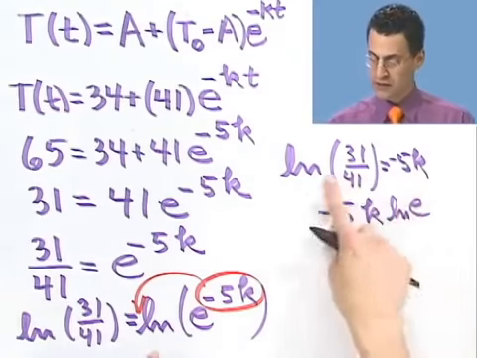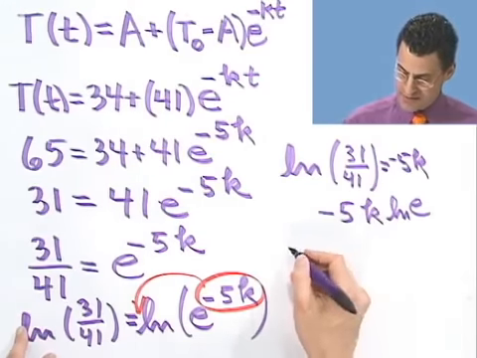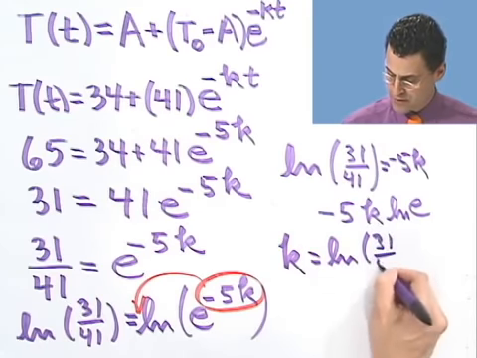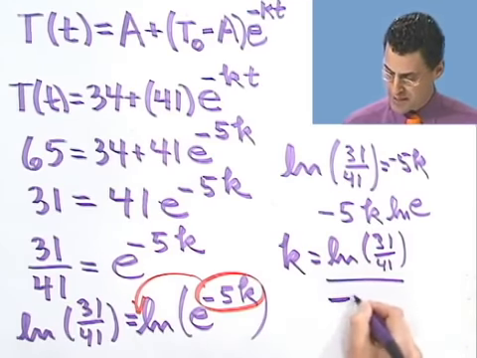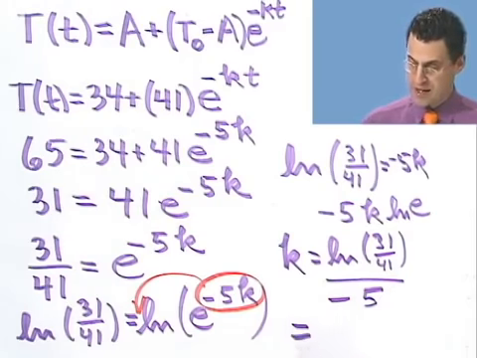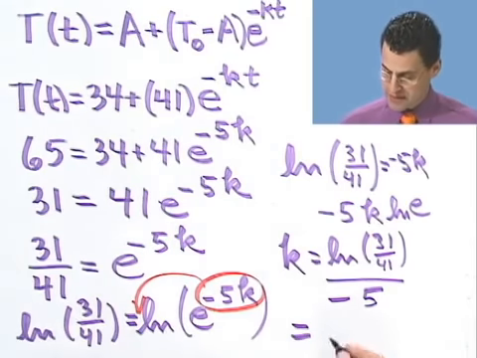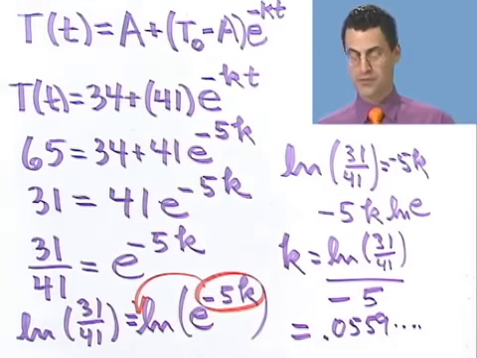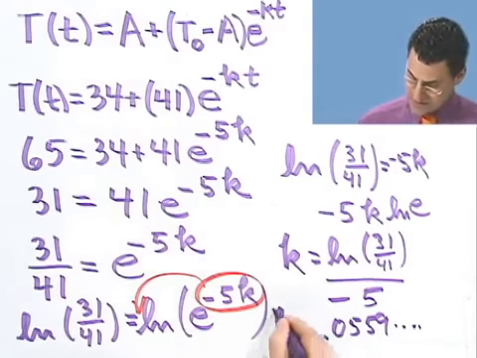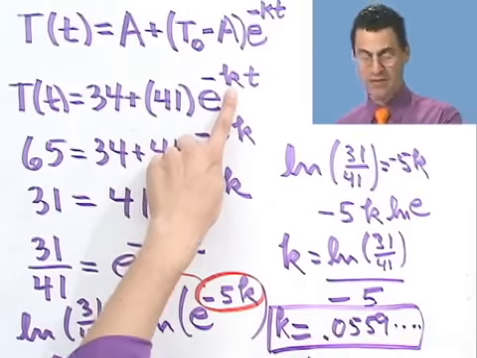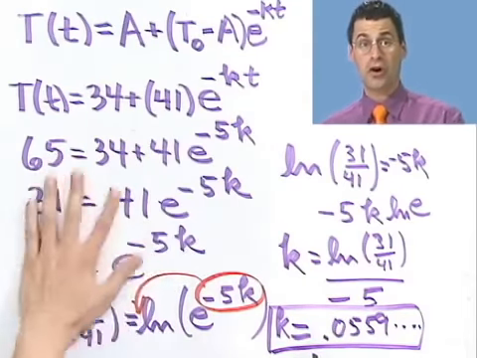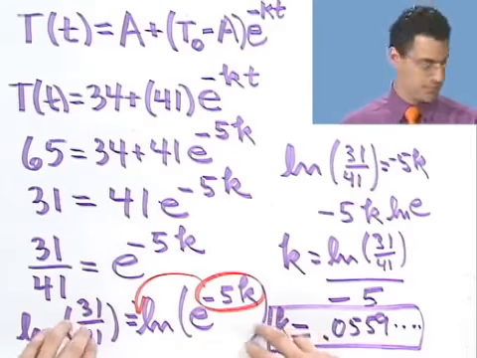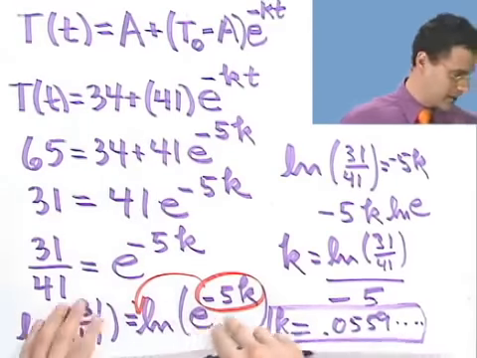And if I want to solve this, all I've got to do now is divide by minus 5. So I see that k, that constant, equals the natural log of 31 over 41, all divided by minus 5. And we can plug that into a calculator and see what the value is. And it turns out the value is 0.0559 stuff. So that's the constant. Now, I haven't answered any questions yet, but I now have a complete formula that I can use. So all this work was just to find that mysterious constant that we knew existed, but we didn't know what it was.